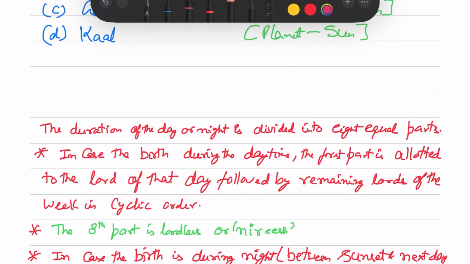Calculation of these Upgrahas' positions. First, we need to divide the duration of the entire day or entire night into 8 equal parts. In case the birth is in daytime, then the first partition is allotted to the lord of that particular day, followed by the remaining lords of the week in cyclic order, and the eighth part remains lordless, or Nirish.